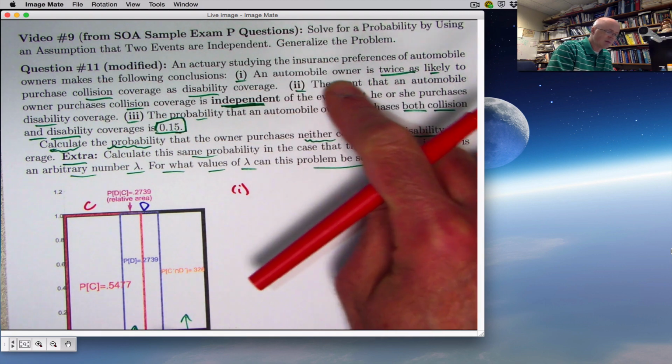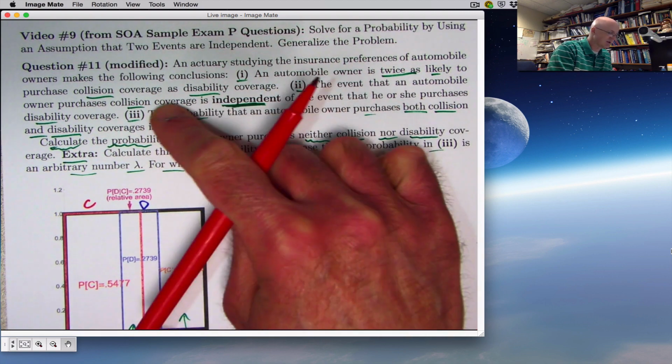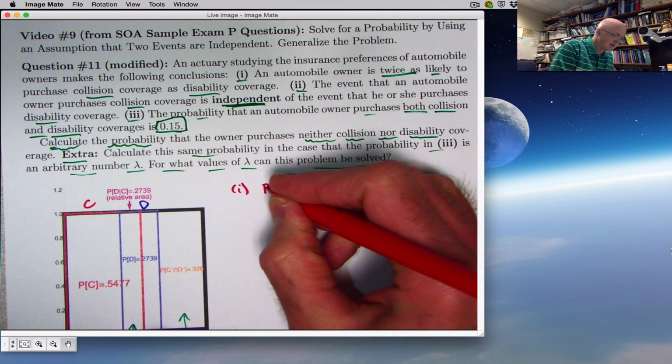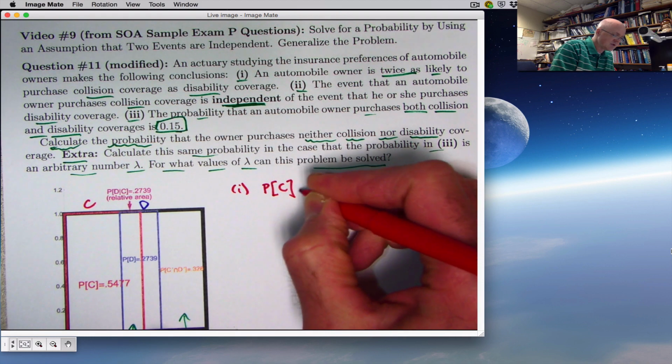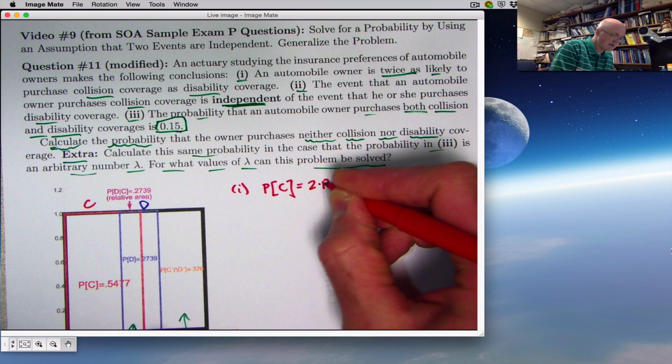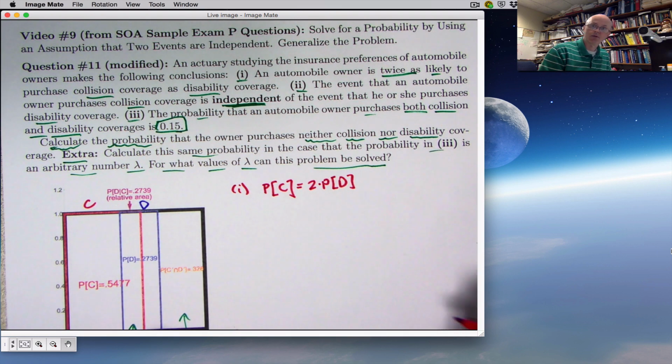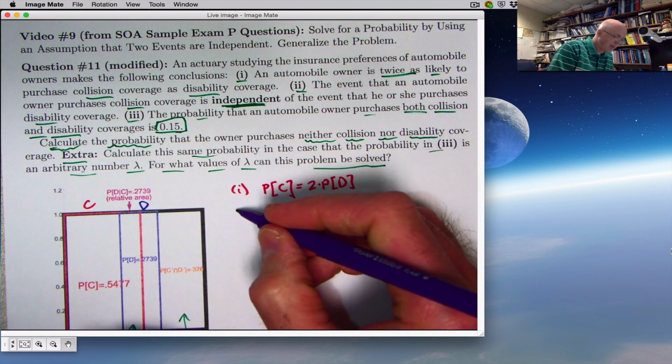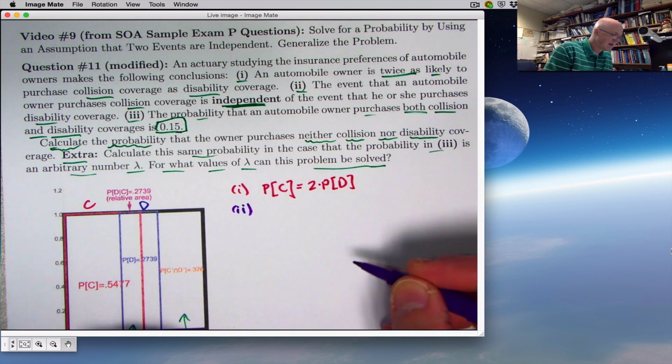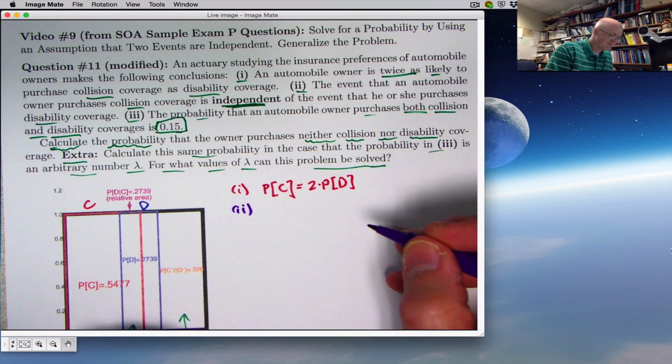So 1 says the automobile owner is twice as likely to purchase collision coverage as disability coverage. The probability of C is 2 times the probability of D. That's our first piece of information. Second piece of information is that those events are independent.